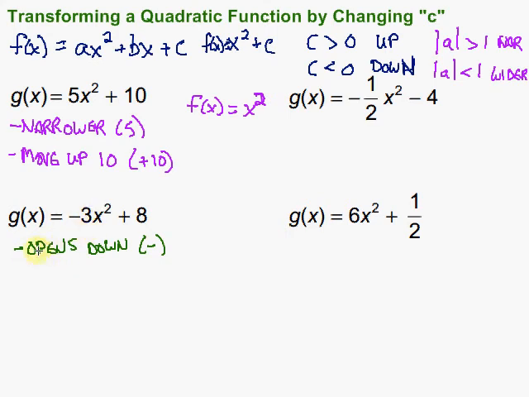Also, we know with that 3 that it's going to be narrower because that's greater than 1. It's narrower because of the 3. And finally, we know that it's moved up 8 because the C value is plus 8. So, moved up 8. And that's due to the plus 8 there.